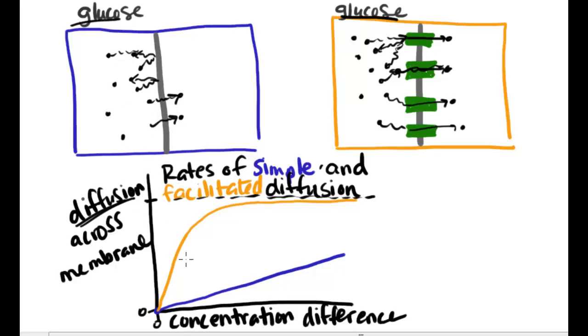Whereas with simple diffusion, and I've drawn it a little steeper than it really should be, increasing the concentration is going to keep increasing how much gets across, because it's not waiting for a carrier protein, it's just diffusing right across the membrane. But that increase is going to be really slow. And that diffusion rate is not going to be as much as the facilitated diffusion rate.